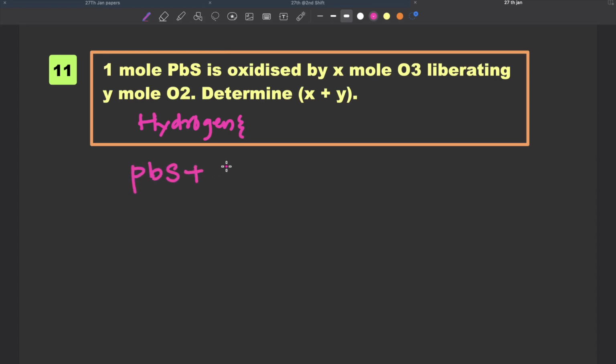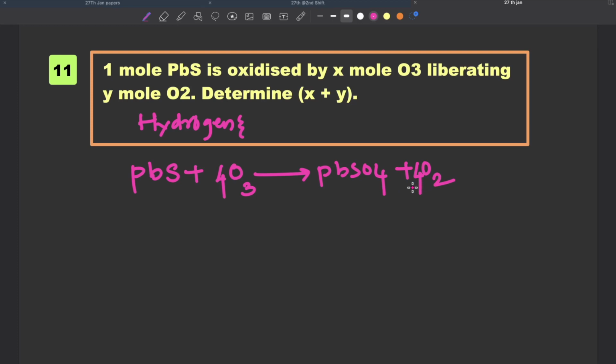PbS reacts with hydrogen peroxide. No, not hydrogen peroxide, it's O3. O3 and produces PbSO4 plus O2 is formed. To balance this reaction, we need to take 4 here, right. So, this is the balanced reaction. So, 1 mole of PbS reacts with 4 moles of O3 and produces PbSO4 plus O2.